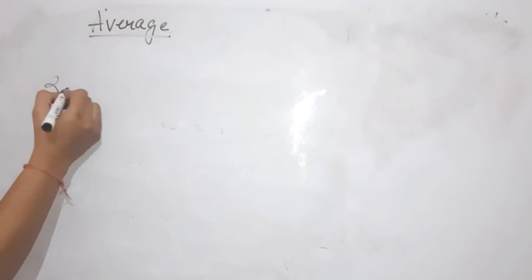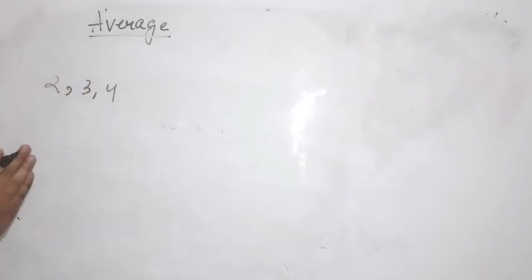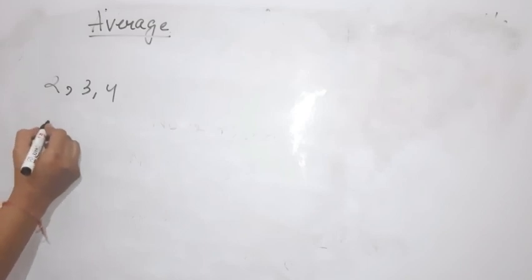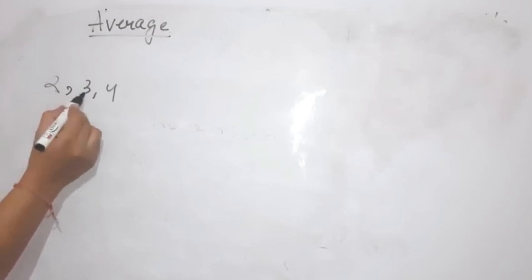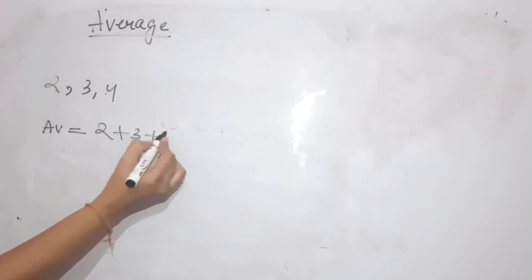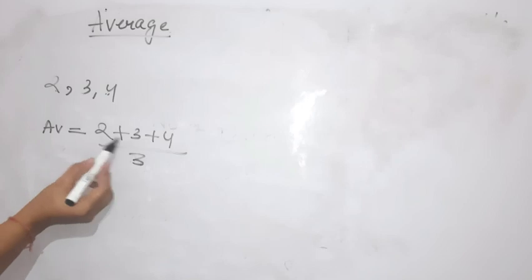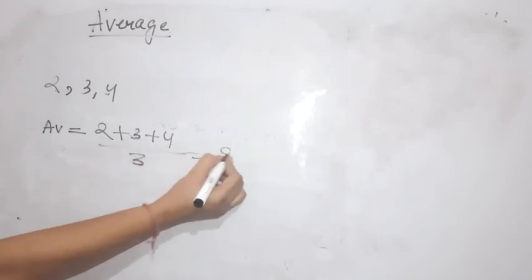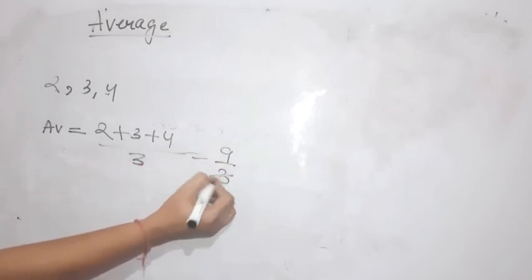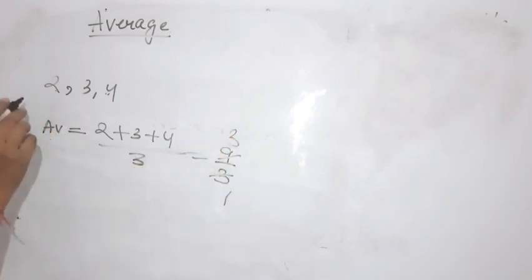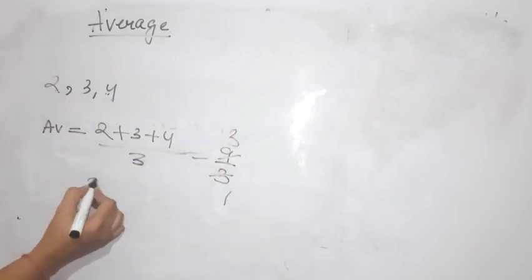For example, you have to find the average of 2, 3 and 4. So first of all, what is the formula for average? You can comment down in the comment section. Sum of observations upon number of observations. So how many observations are there? 2 plus 3 plus 4, right? In total 3 observations are there. Now 2 plus 3 is 5 and 5 plus 4 is 9. So 9 upon 3, 3 threes are 9. So the average of 2, 3 and 4 is 3.